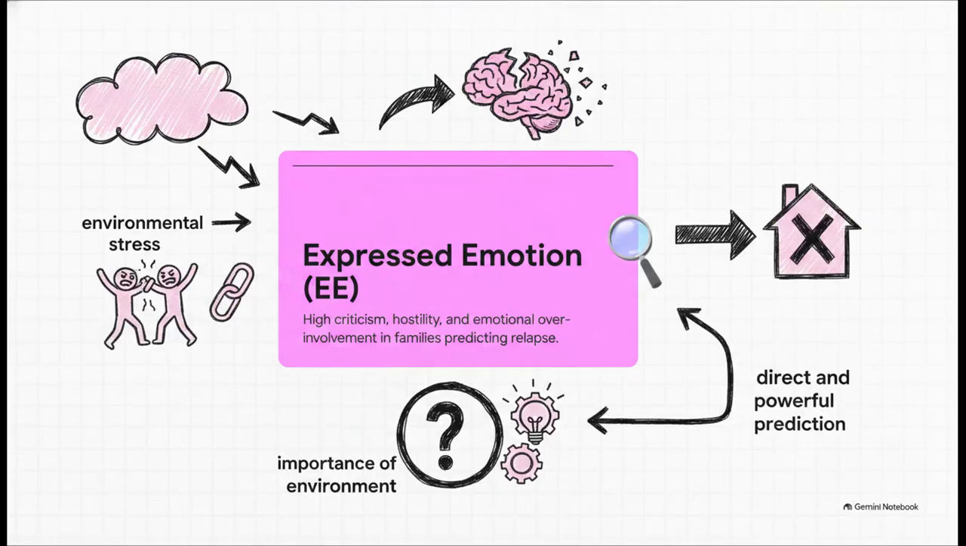Let's jump back to the environmental stress side with a really crucial concept, expressed emotion, or EE. In a clinical context, families exhibiting high EE show high levels of criticism, hostility, and emotional over-involvement towards the patient. Teaching families about expressed emotion is vital because being discharged into a family with high EE directly and powerfully predicts a patient's risk of relapse. It's a highly actionable piece of data that proves just how much our everyday environment matters.